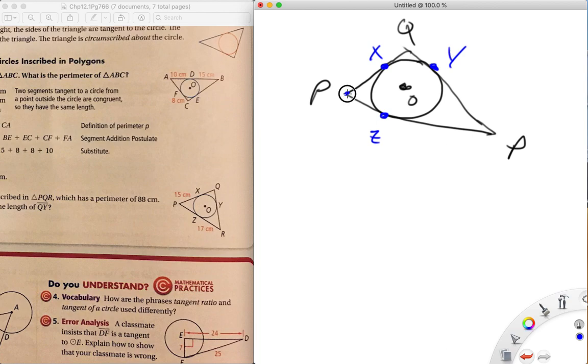These are common endpoints outside of the circle. So this is the last theorem, right? Common points outside the circle. We are told that this is 15. If this is 15 from here to here, this is also 15 because they share a common endpoint. And the previous theorem says that if they share a common endpoint, then they're the same. So that's 15.